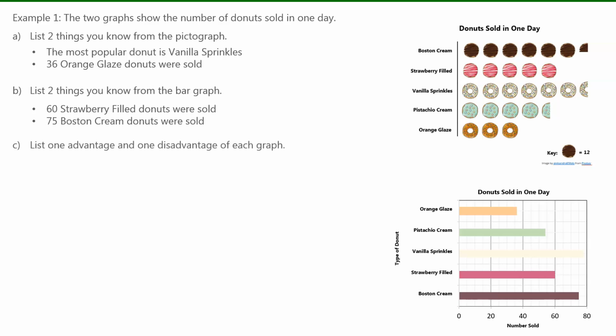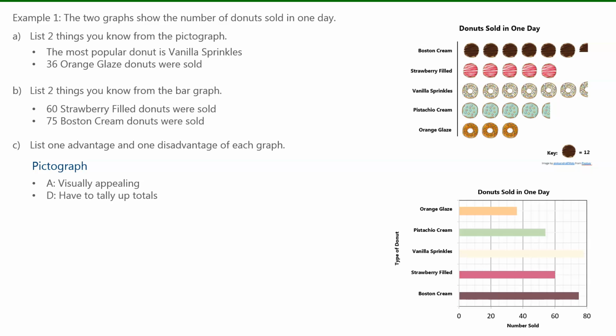One advantage and one disadvantage of each graph. Well, for the pictograph, it's very visually appealing. That one really catches my eye. All the different donuts that are there, the different colors, make it very pretty to look at, and it's fairly easy to read. But one disadvantage is that we have to actually tally up the total.